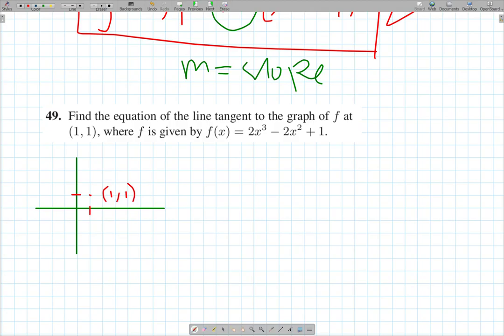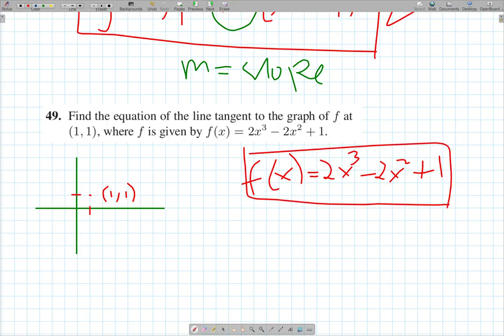So, find the equation of the tangent line to the graph of f at (1, 1), where f is given by f of x, class, which is 2x cubed minus 2x squared plus 1. This is actually the equation of the graph. For instance, let's say this is our graph.